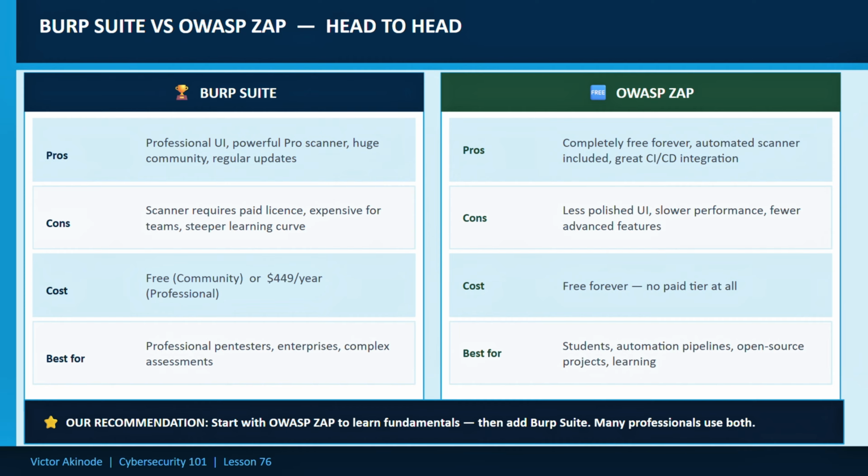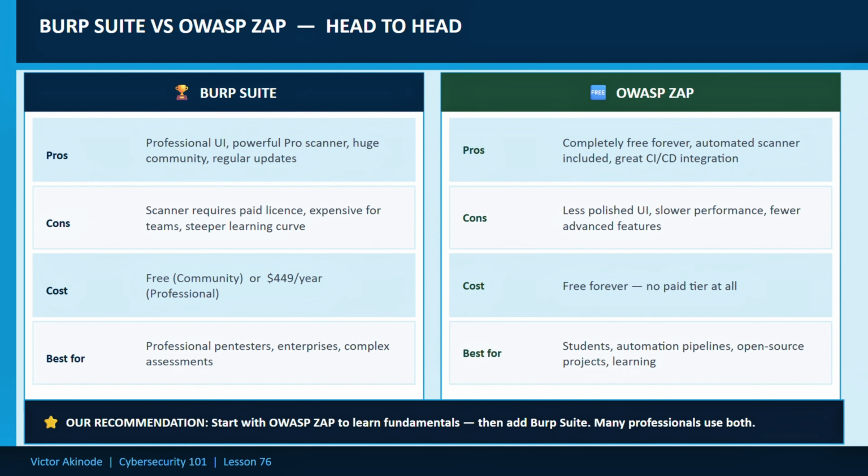Now to the cost. For Burp Suite, there is a free version, the Community Edition, with limited features, and on the other side, there is $449 per year for Professional Edition. So this is best for professional pen testers, enterprises with budget, and complex security assessments.